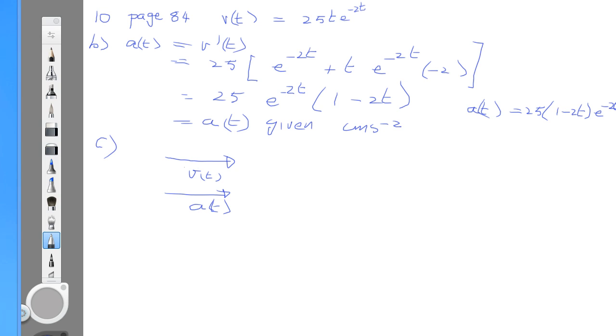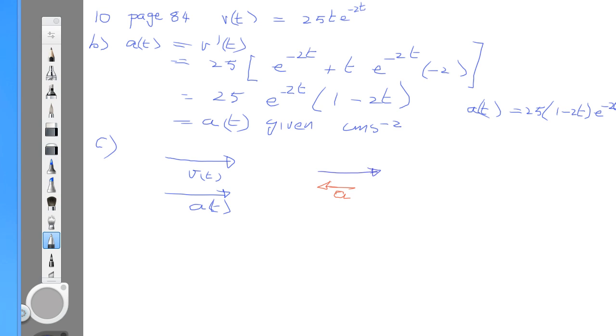But if the object is moving to the right and the acceleration is decreasing, so I'll just change colour here, if it'll let me. So if I now do acceleration decreasing, and we still have the velocity to the right, then the object will be slowing down. Now, the reverse is true.